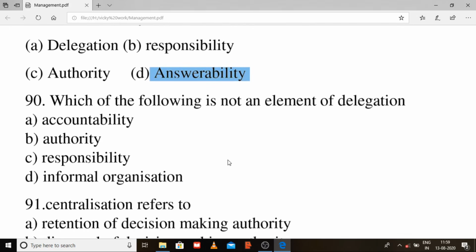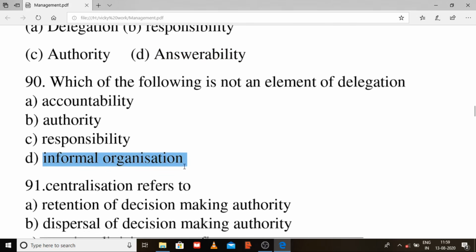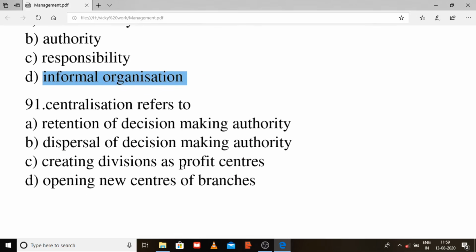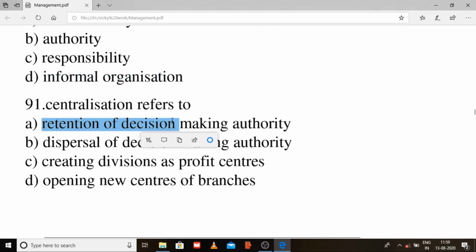90. Which of the following is not an element of delegation? Not. It said not. Informal organization. Option D is the answer. 91. Centralization refers to. Centralization refers to retention of decision making authority. Option A is the right answer.